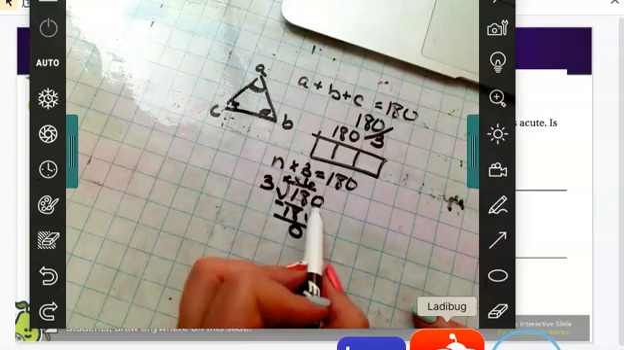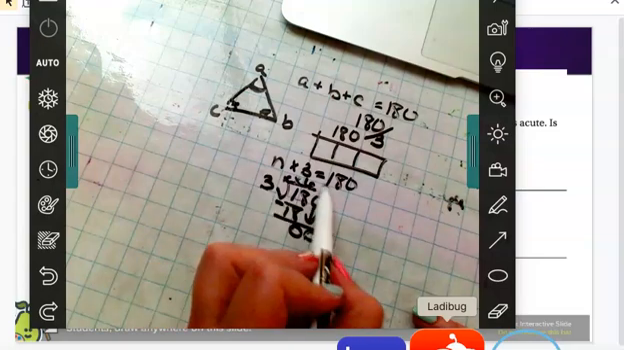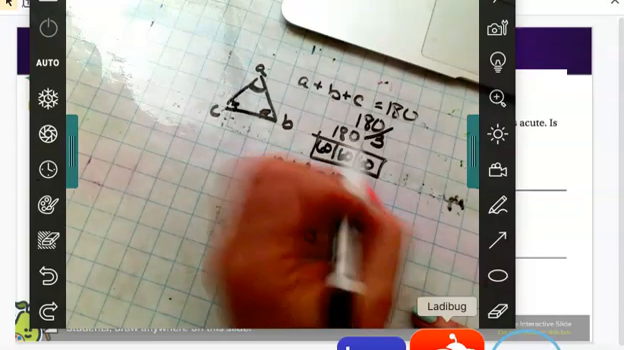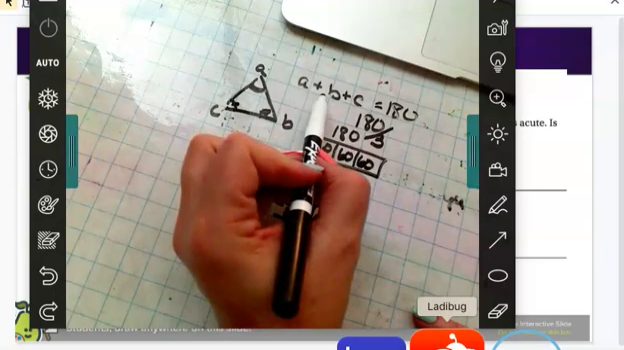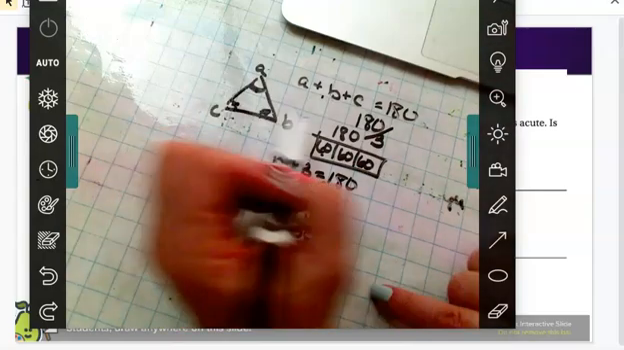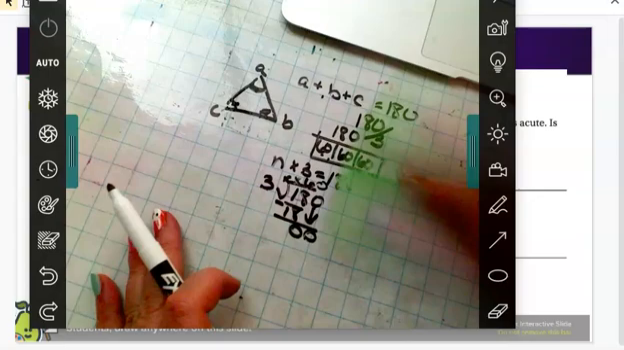I still have to account for this 1's place value. So how many 3's can I take out of nothing? 0. So if I take 180 and I break it up into three groups, I have 60 in each group. So this is why any equilateral triangle is an acute triangle as well, because all of these measurements are less than 90 degrees.